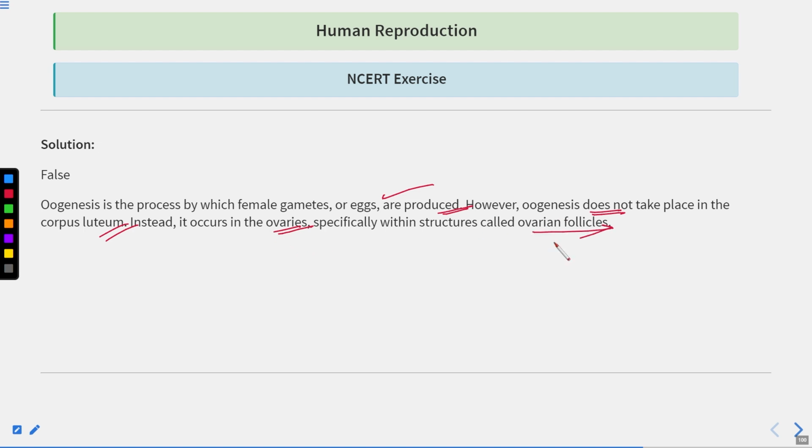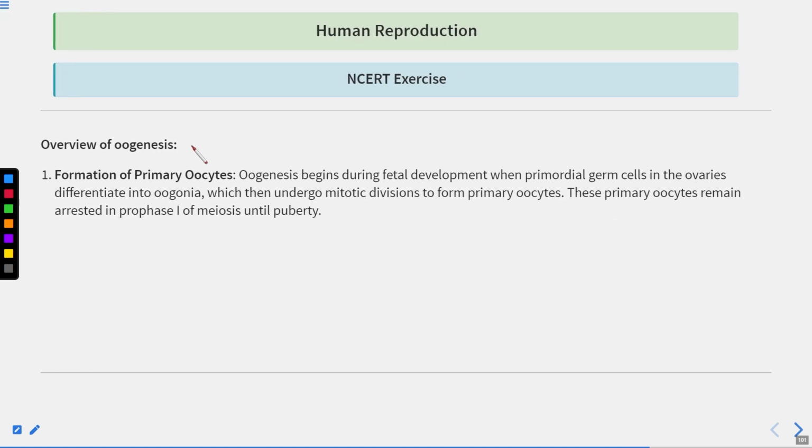So this we have already discussed. And what was the corpus luteum? The Graafian follicle degenerates and releases the ovum. This process is known as ovulation. Then the remaining structure develops into the corpus luteum. Clear? And the corpus luteum acts as a temporary endocrine gland and secretes progesterone as well as estrogen in small amounts. Now let's talk about oogenesis.